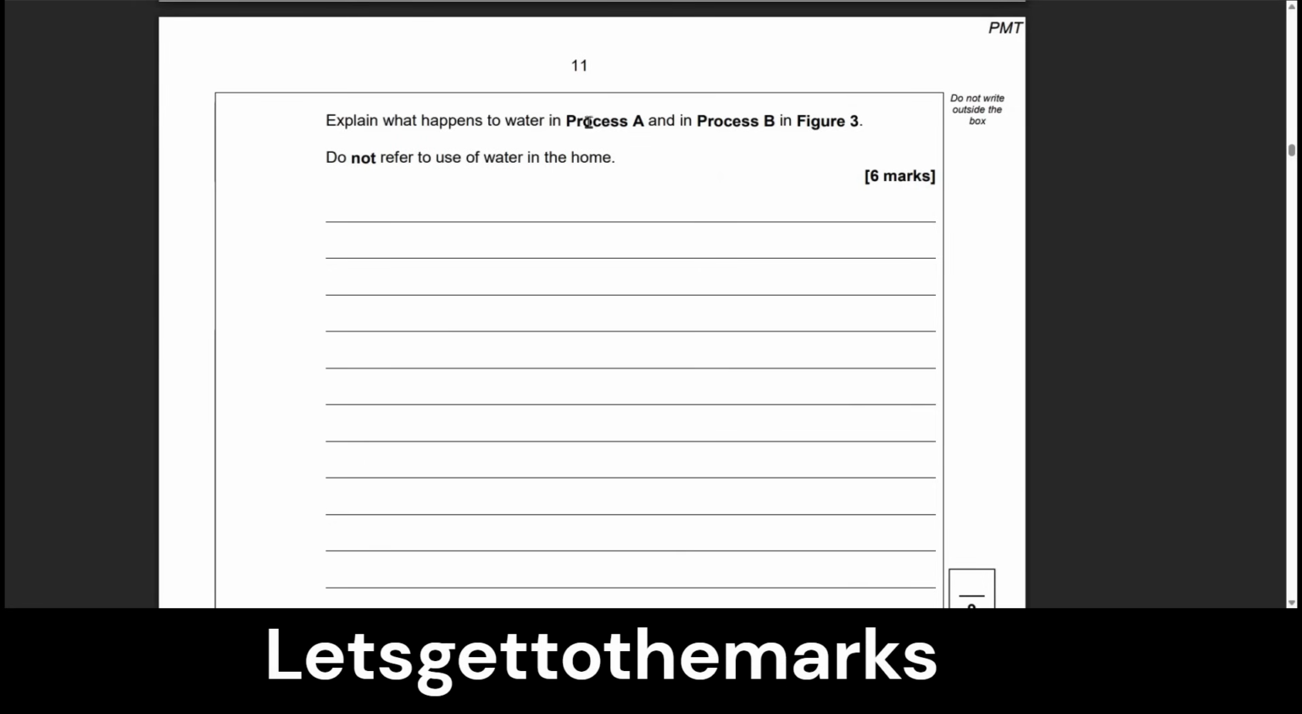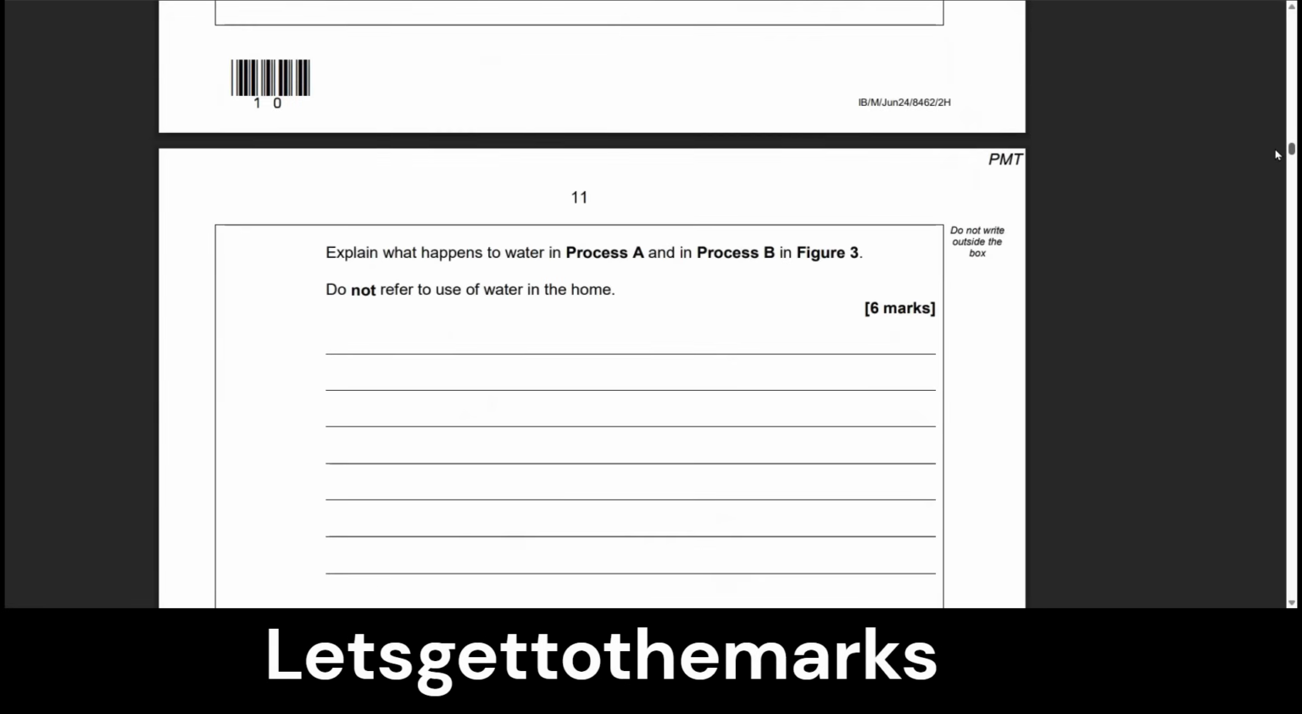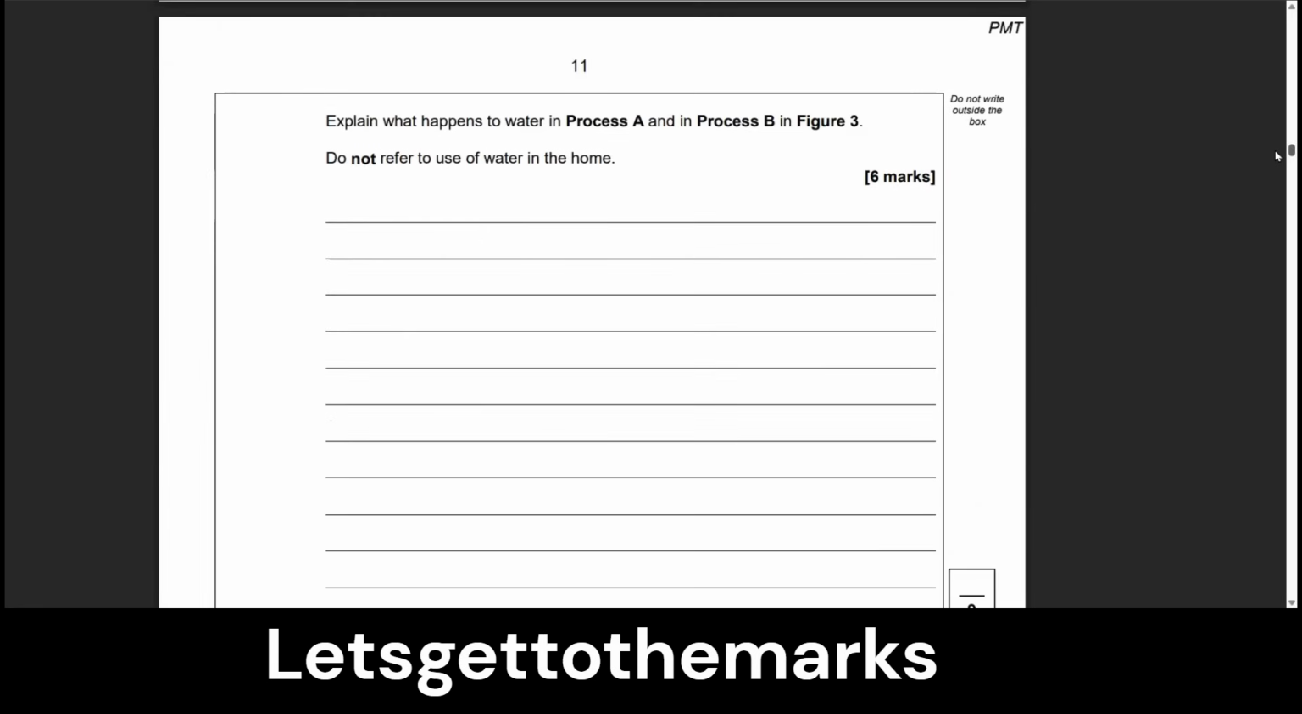Explain what happens to water in process A and in process B in figure 3. Do not refer to the use of water in the home. All right, wait while I drink some coffee. Okay, let's smash this out then. So we literally have to explain process A, groundwater. How do we produce potable water from groundwater?